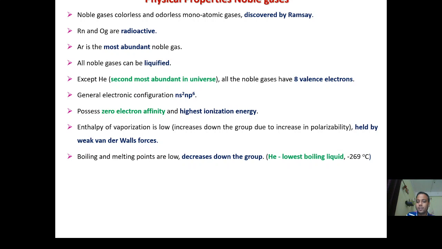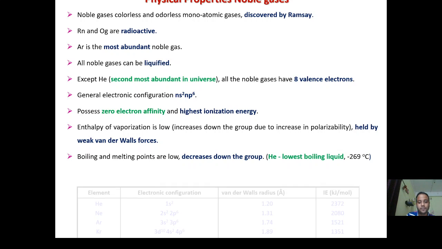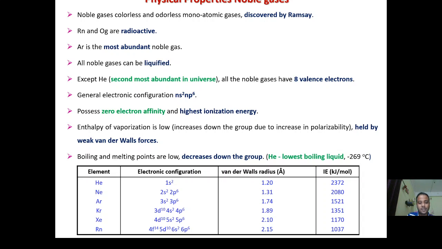Helium is known to be the lowest boiling liquid with a boiling point of minus 260 degrees centigrade. This is basically the electronic configuration of valence shell, atomic radius, and ionization energy of noble gases.